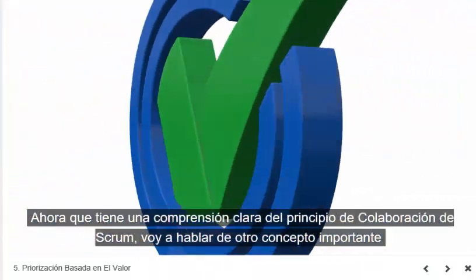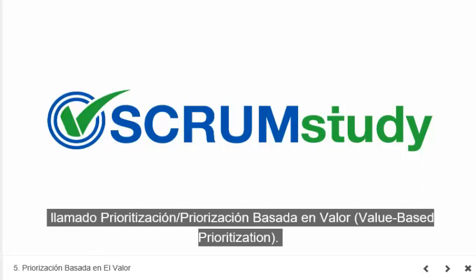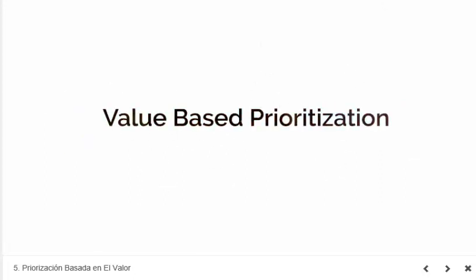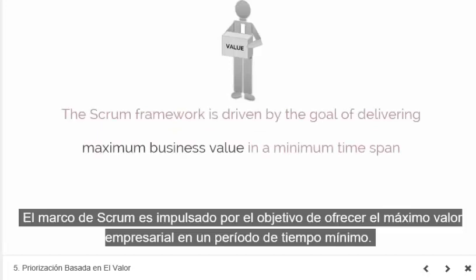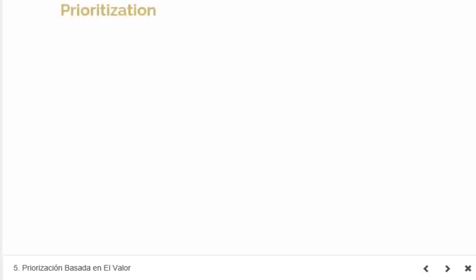Now that you have a clear understanding of the Scrum principle of collaboration, I'm going to discuss another important concept called value-based prioritization. The Scrum framework is driven by the goal of delivering maximum business value in a minimum time span. One of the most effective tools for delivering the greatest value in the shortest amount of time is prioritization.